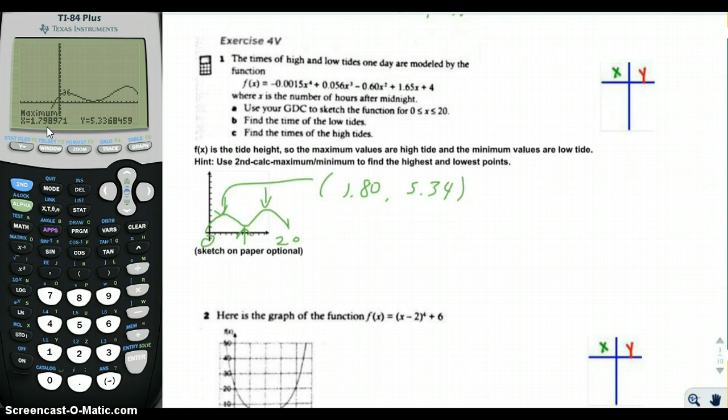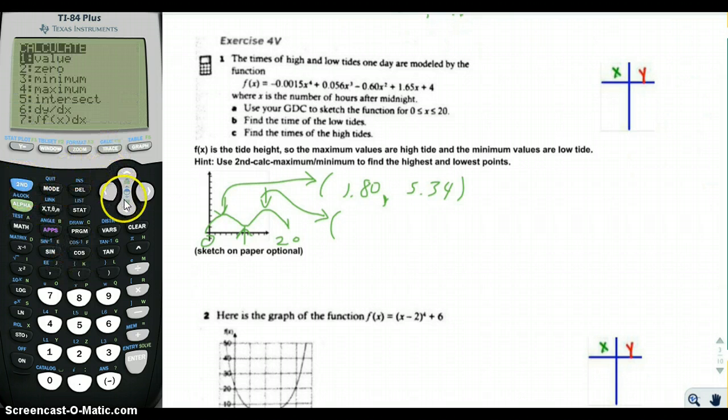So the time would be 1.8, and the height of the tide would be 5.34. Now let's find the other one. Second calc, maximum.